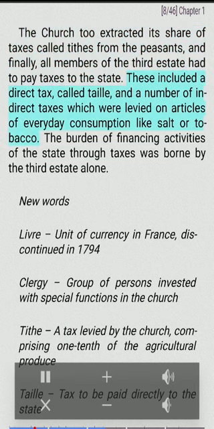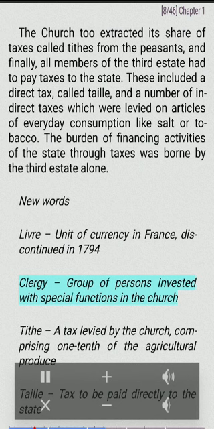The church too extracted its share of taxes called tithes from the peasants, and finally, all members of the third estate had to pay taxes to the state. These included a direct tax, called taille, and a number of indirect taxes which were levied on articles of everyday consumption like salt or tobacco. The burden of financing activities of the state through taxes was borne by the third estate alone.